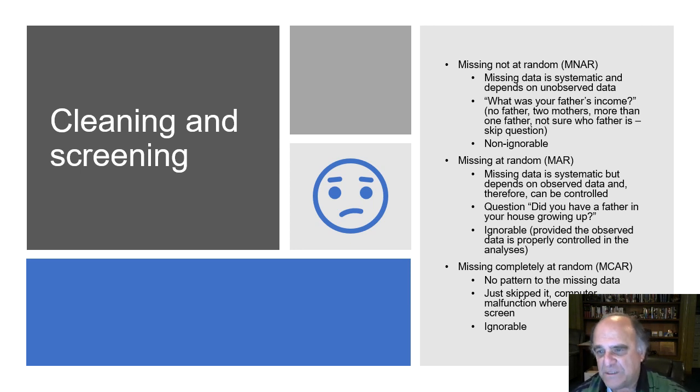Then we have data that's missing completely at random. There's no real pattern to the missing data. For example, maybe people missed certain items because the computer malfunctioned and never showed them that item. Or maybe the computer went down and they didn't see that data. Whatever it might be, we can regard that as, again, ignorable missing data.